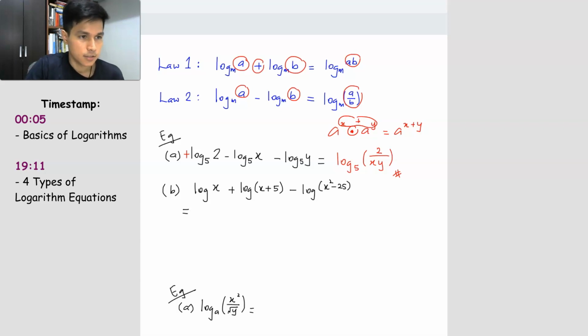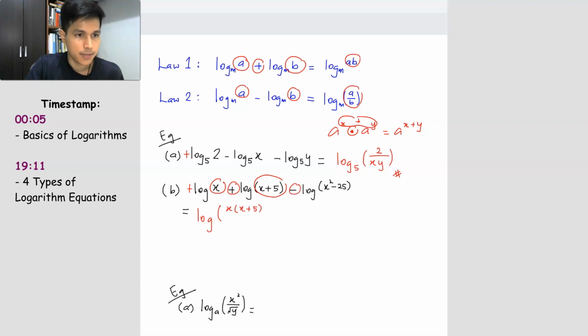So let's see the second example here. All of these are the same base, correct? All base 10, so you can just write back log. Now here is x, here is x plus 5. Both of them are positive, so they are going to be on top.